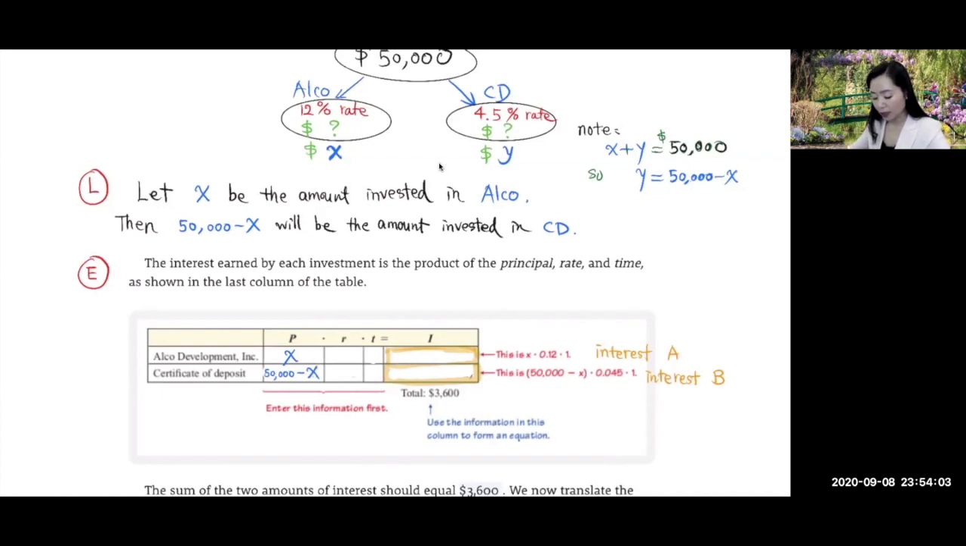What will be the interest rate right here? For ALCO, it is 12%. And let's write that in decimal. Remember, when you have an equation, it's easier to work with when you write the percentage in decimal. So 12% is 0.12. What is the interest rate for the CD? It is 4.5%, which is 0.045.